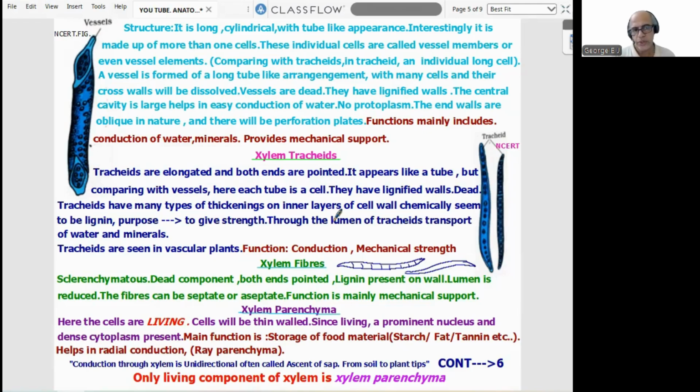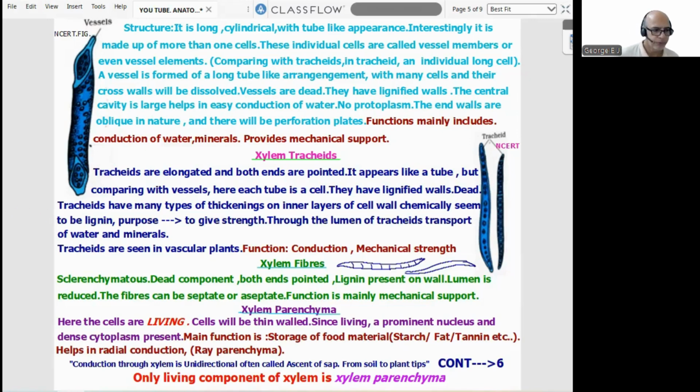They have lignified walls. Tracheids have many types of thickening on the inner layers of the cell wall. Chemically it seems to be lignin. The purpose is to give strength. Through the lumen of tracheids, transport of water and minerals can take place. Tracheids are seen in vascular plants; function: conduction and mechanical support.